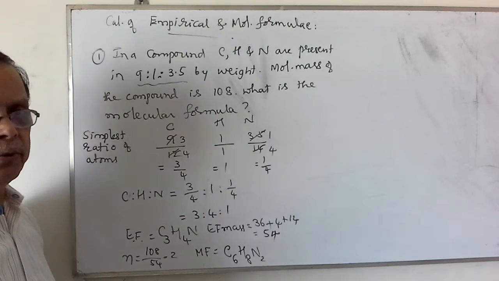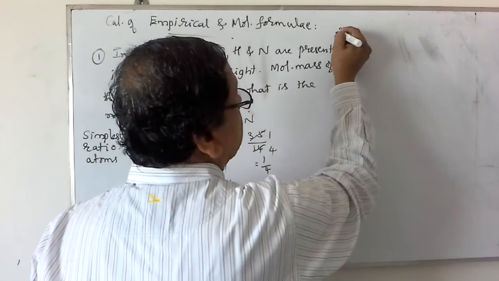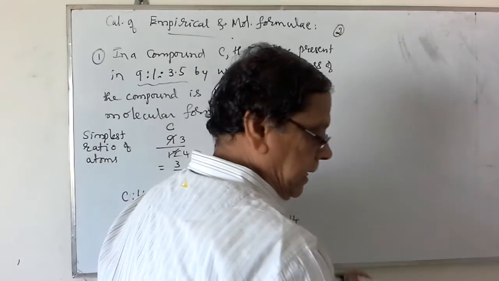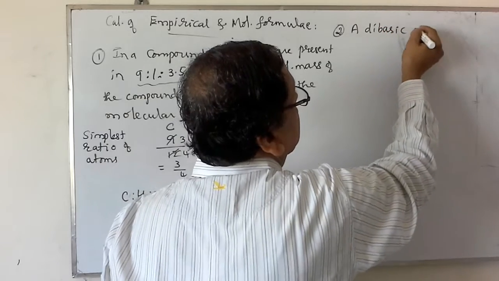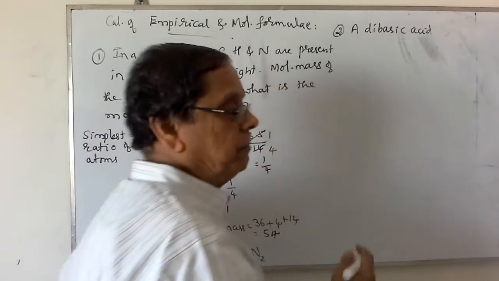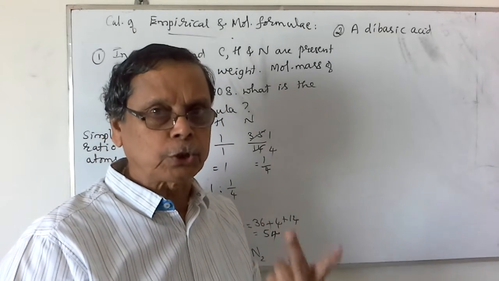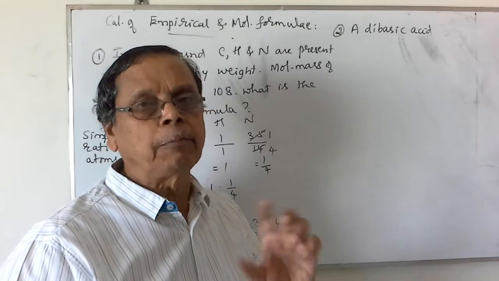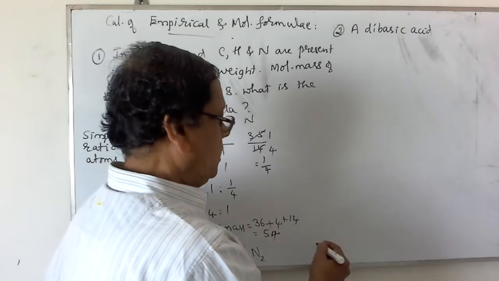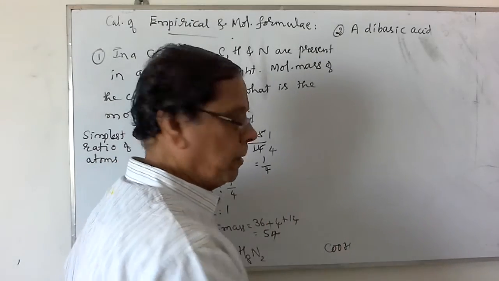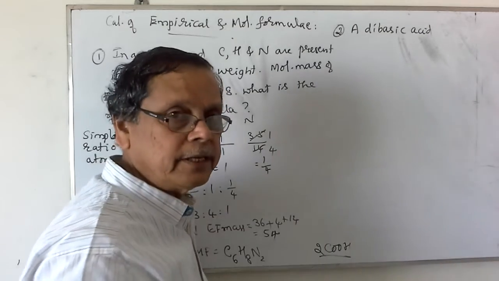Now let us consider one more numerical in which some other information is given. So let us take the second one. A dibasic acid. First remember what is meant by a dibasic acid: when the basicity of the compound is 2. Basicity means the number of replaceable hydrogen atoms. In organic compounds, the carboxylic group is the acidic group. So if 2 such groups are present, it is called a dibasic acid.